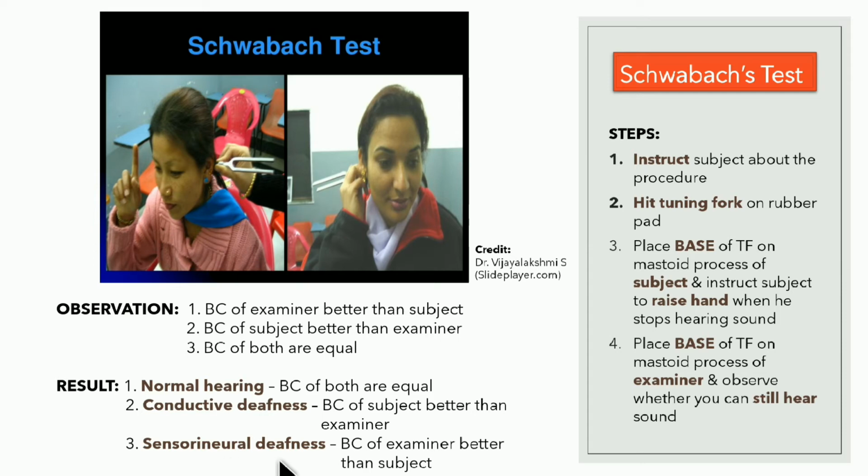In sensorineural deafness, the bone conduction of the examiner will be better than the subject. Here also, because in sensorineural deafness, air conduction and bone conduction both do not work well. So because of that, the bone conduction of the examiner will be better. So here the bone conduction of the examiner will be better than the subject. So these are the three results of the Rinne's test. Now let us look at the video of how the Rinne's test is done.